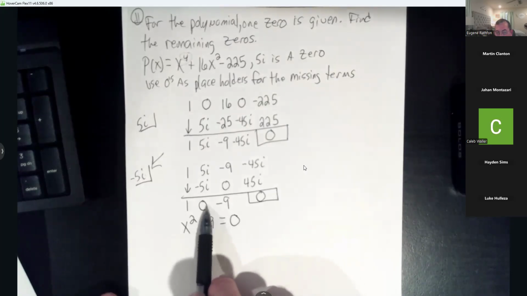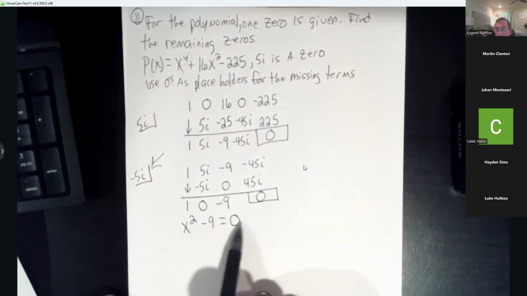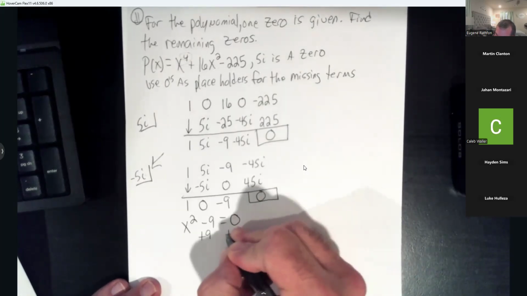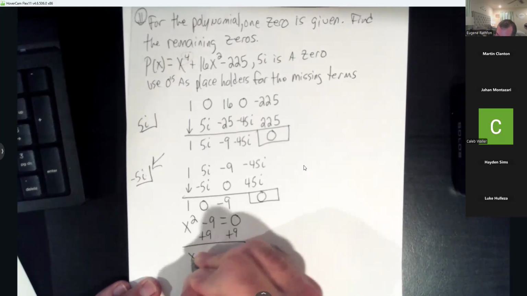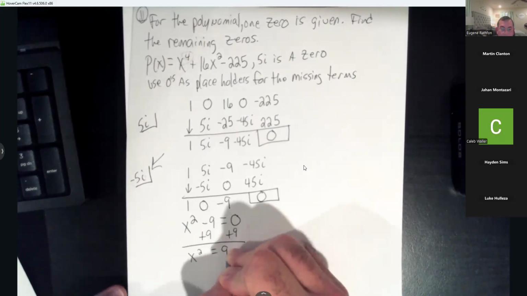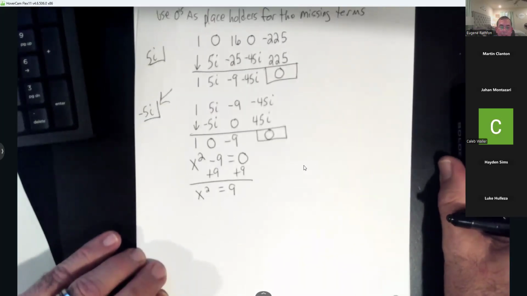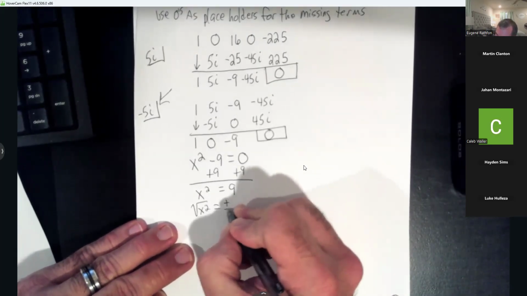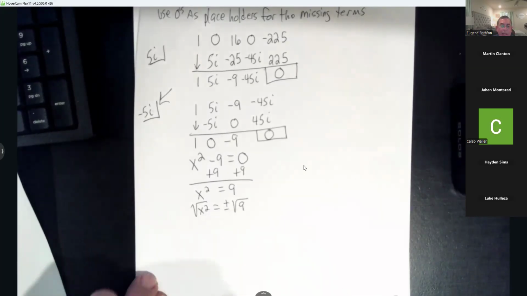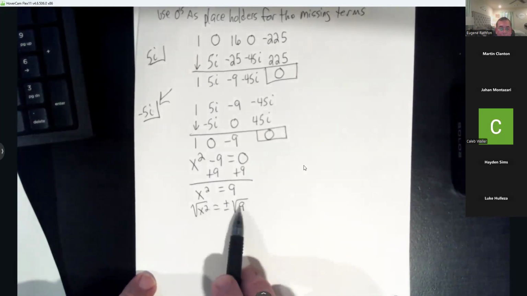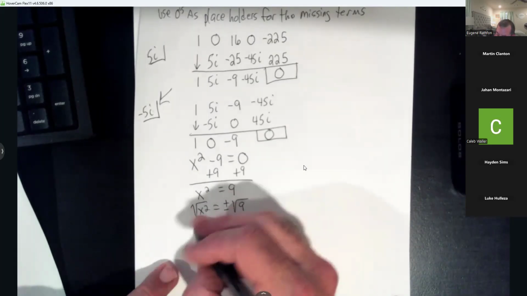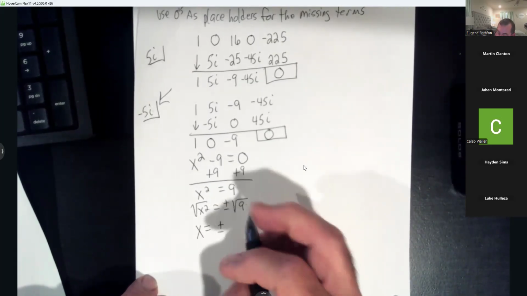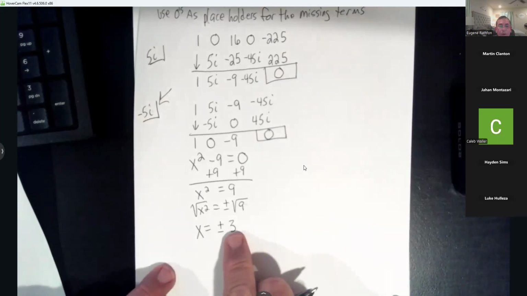So once again, you got a 0 for the x term. So I'm going to solve this by doing square roots. So y'all add 9 to both sides. x squared equals 9. And then square root each side. So that'll be plus or minus square root of 9. So everything comes out on this one. Square root of x squared is x, and that'll be plus or minus square root of 9, which is 3.